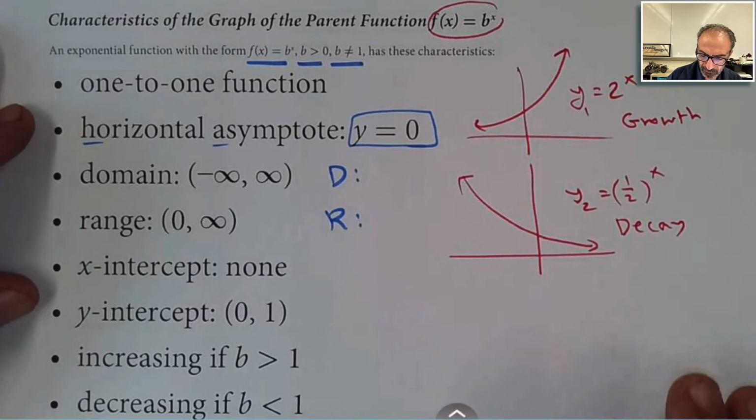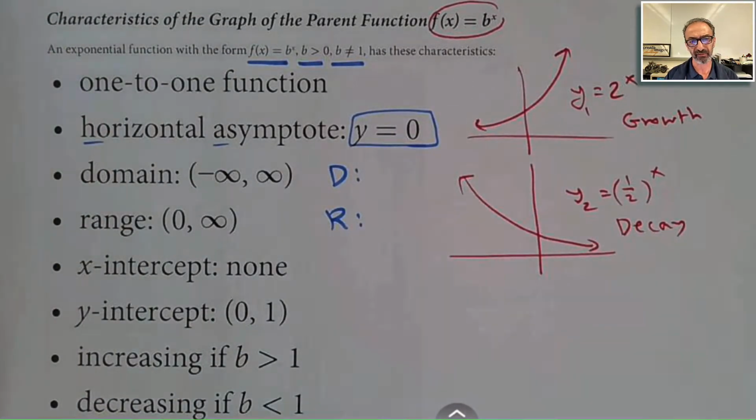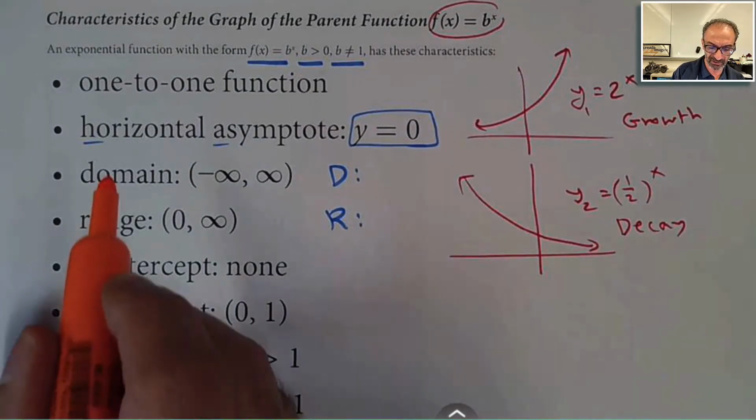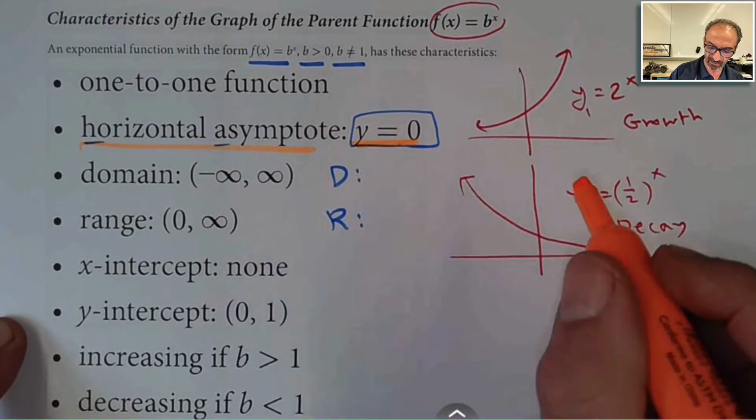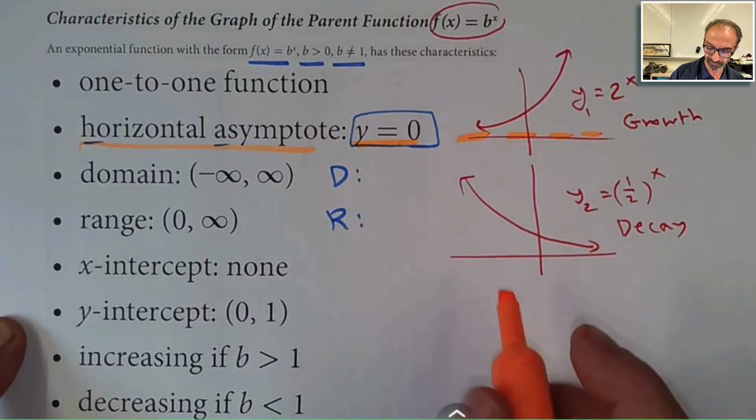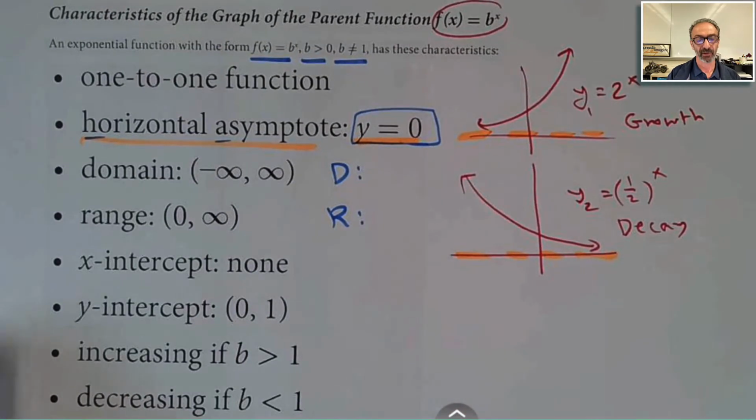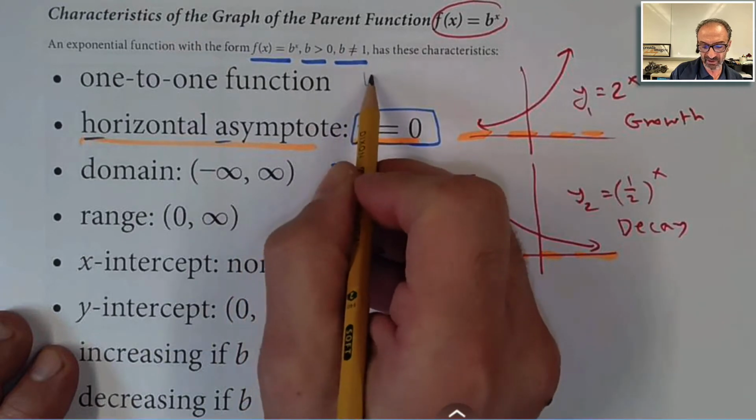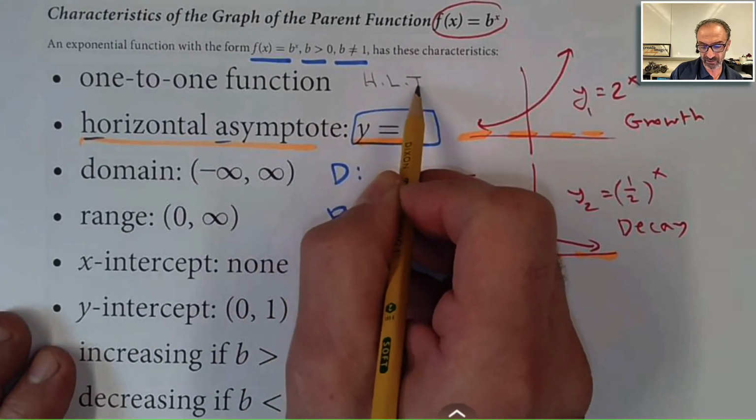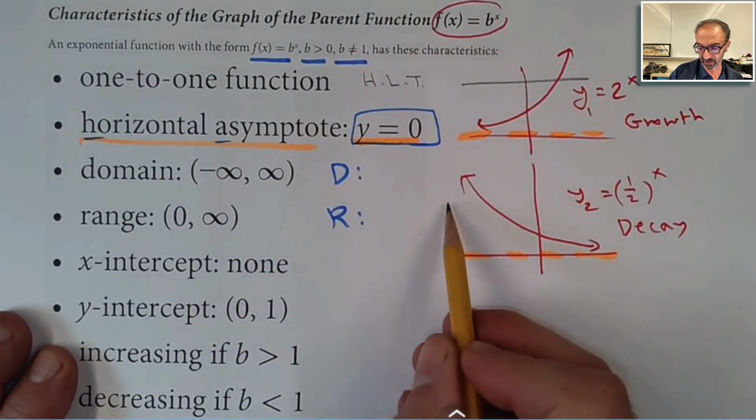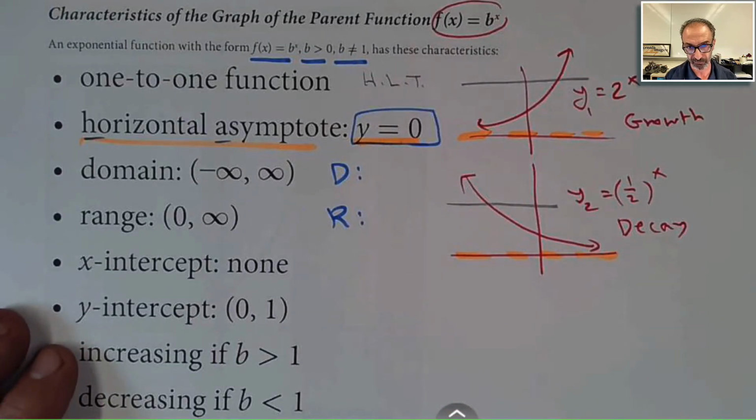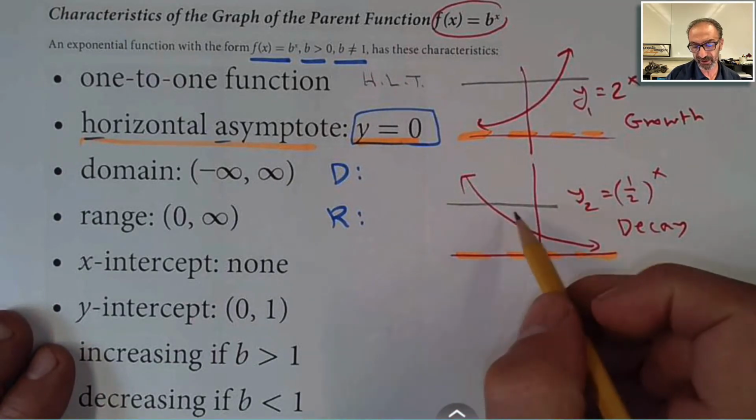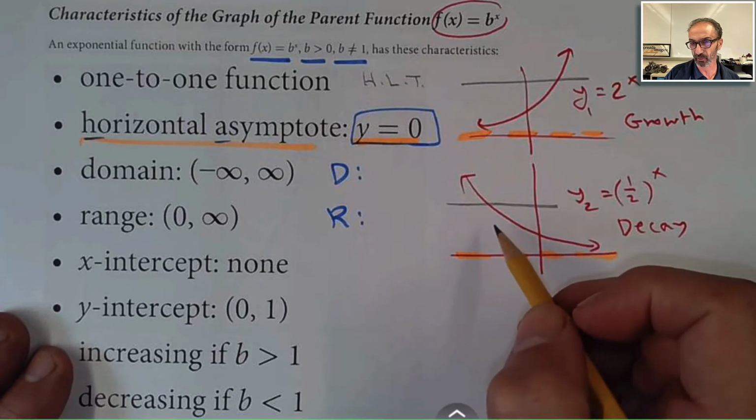Now, they all share a lot of things. The horizontal asymptote is the x-axis, which is right there and right there. They are both called one-to-one functions. That means invertible. And as one-to-one functions, they pass the horizontal line test. See the horizontal line? Like the vertical line test. They pass it, which means any horizontal line that you graph doesn't cross the graph more than once.